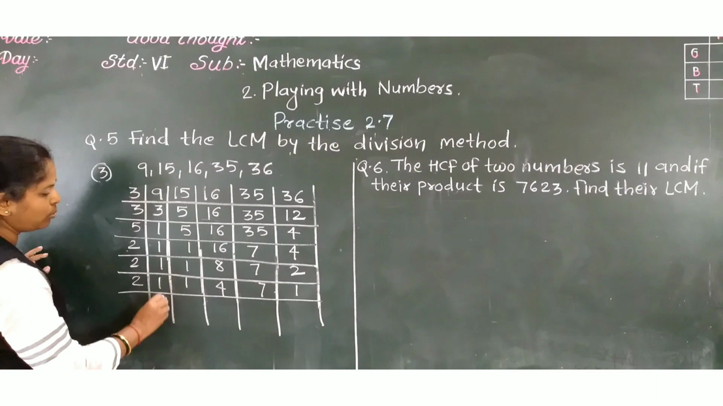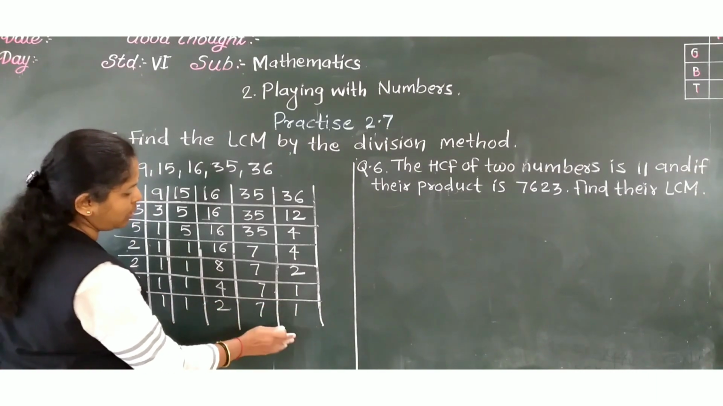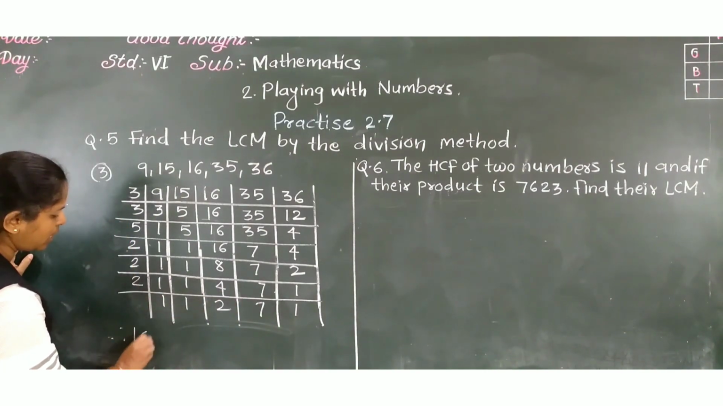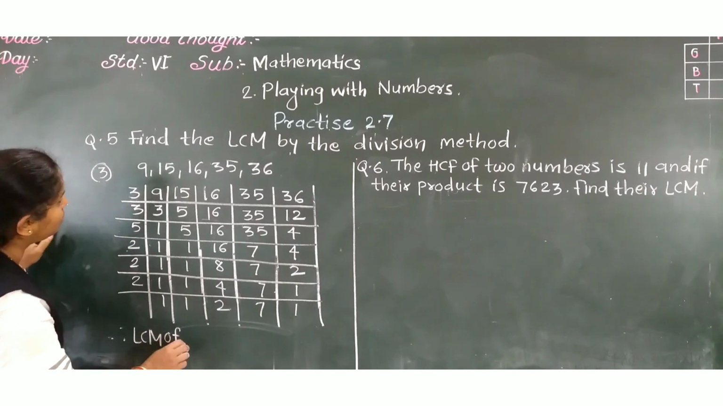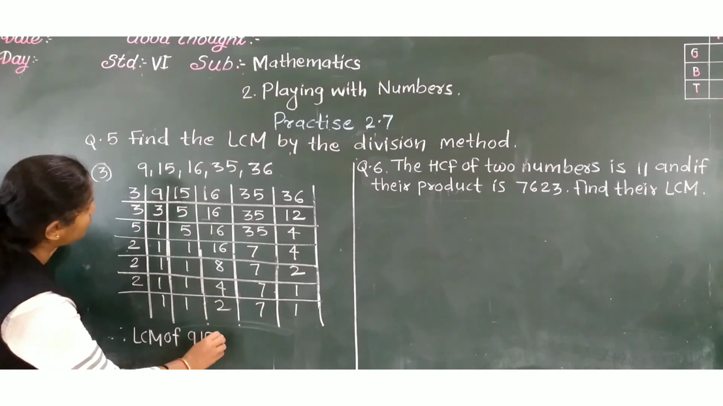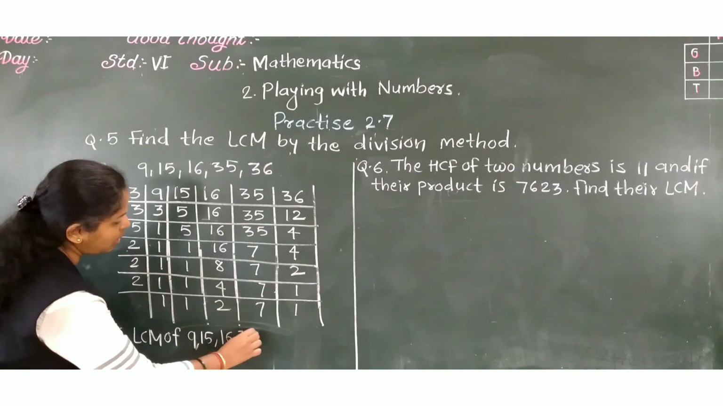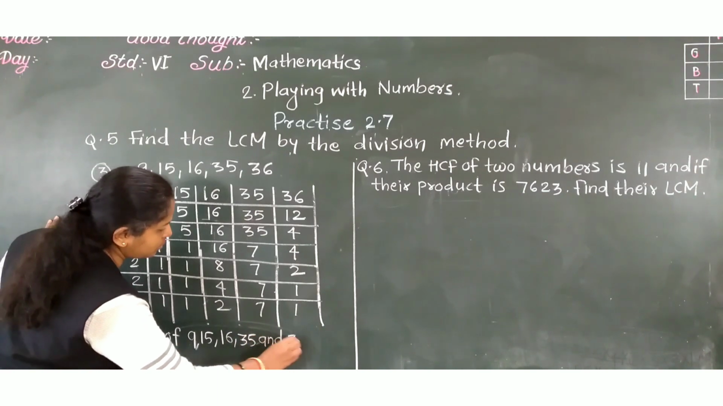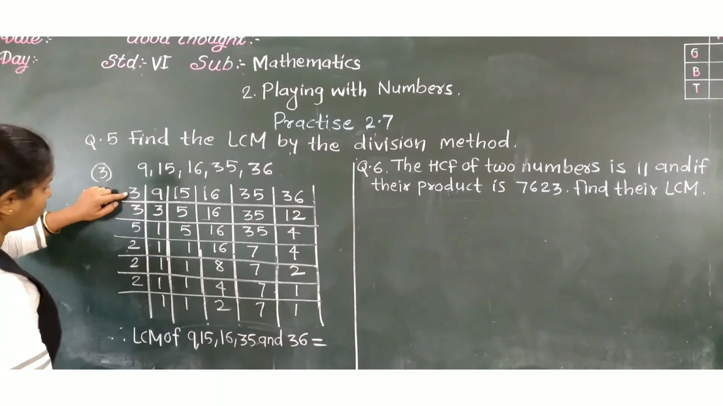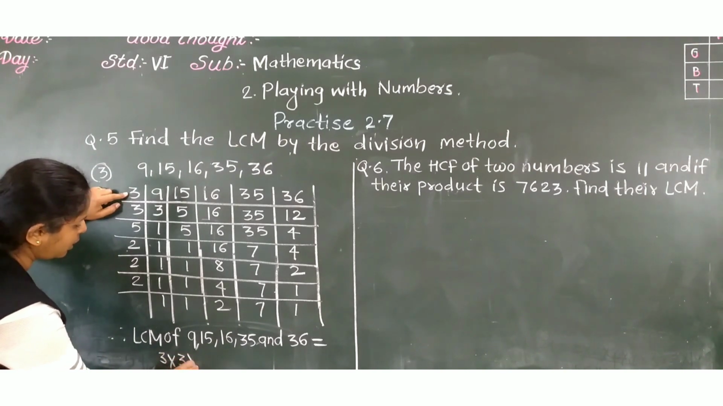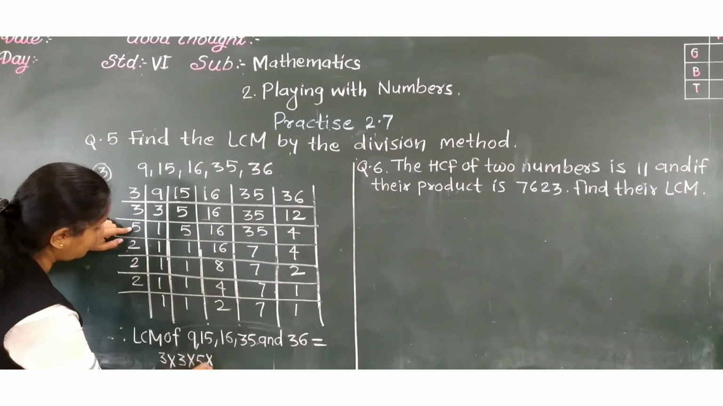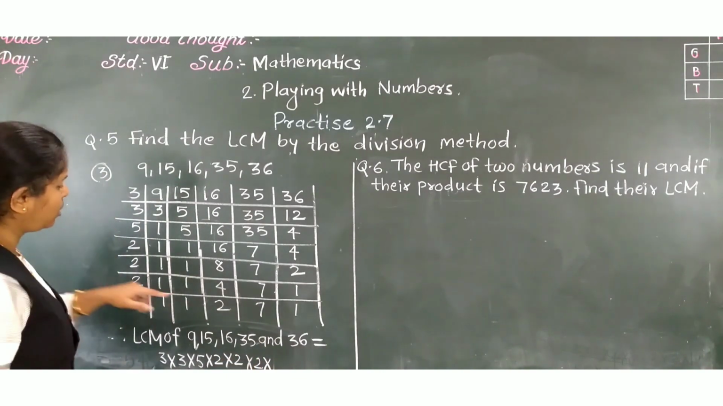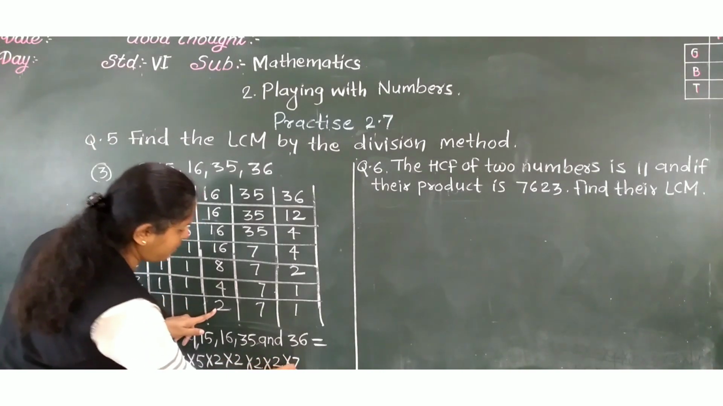Now 4 is divisible by 2. 2 2s are 4. Another as it is. Now next step is to multiply these numbers. Therefore, LCM of 9, 15, 16, 35 and 36 is equal to, multiply 3 into 3 into 5 into 2 into 2 into 2 into this 2 into 7.